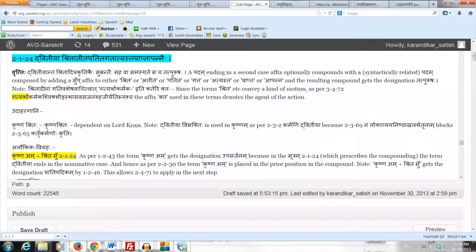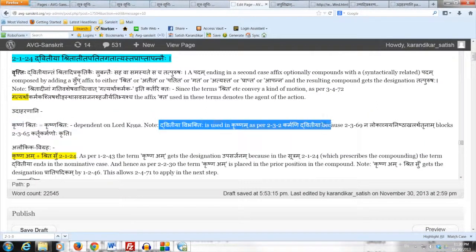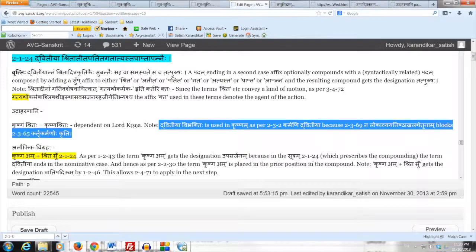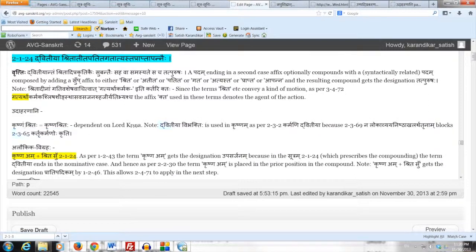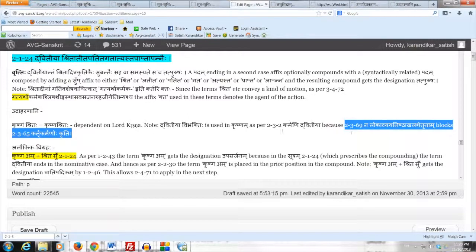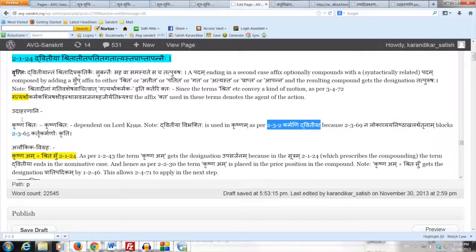Okay, here are some examples. Krishnam shritaha equals Krishna shritaha. The note here says that dvitiya vibhakti is used in Krishnam as per 2.3.2 karmani dvitiya, because 2.3.69 na loka avyaya nishtha khalartha tricanam blocks 2.3.65 kartrikarmanoho kriti. The affix kta used in shrita has the designation nishtha by the sutram ktaktavatu nishtha 1.1.26, and since 2.3.69 specifically mentions nishtha, therefore 2.3.65 is blocked and we go back to 2.3.2 karmani dvitiya to get the dvitiyantam padam Krishnam.